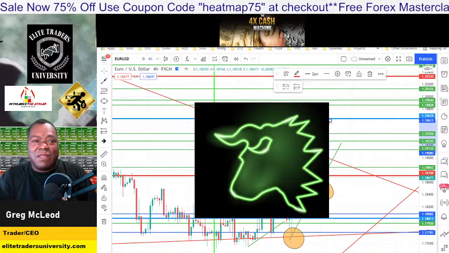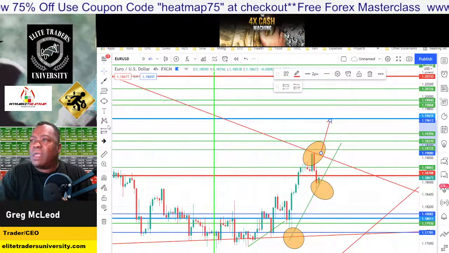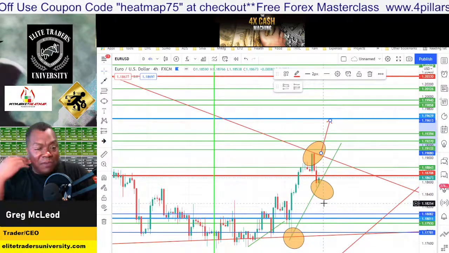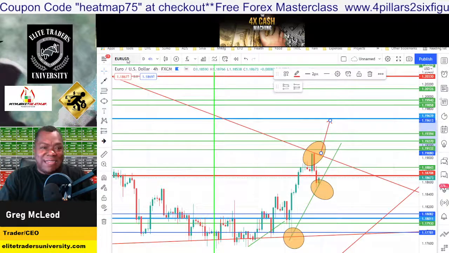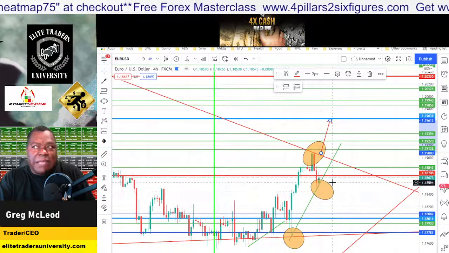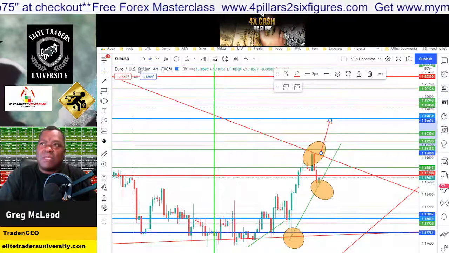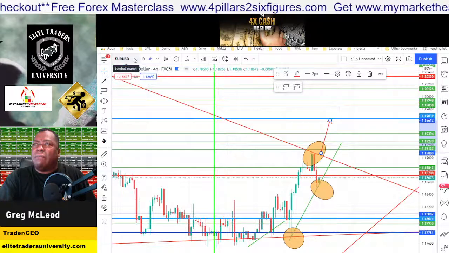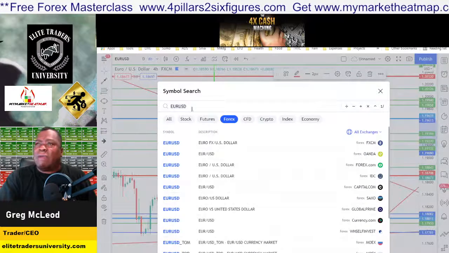Okay. There you go. And remember, this is EUR versus USD. We looked at the dollar looking bearish. Well, that's what we're going to see a lot. So the euro, again, I would drop into a lower time frame.